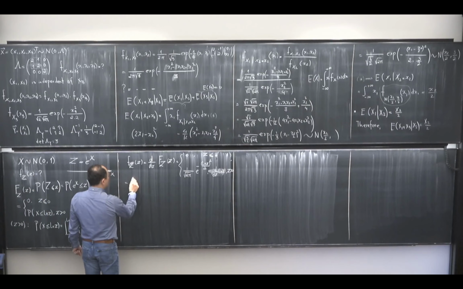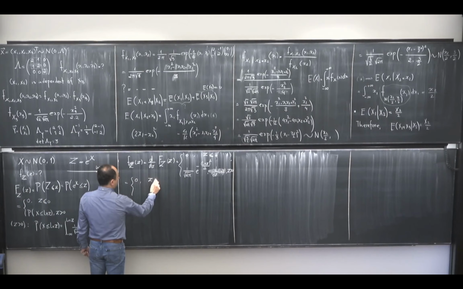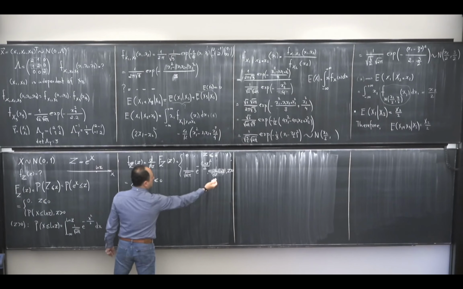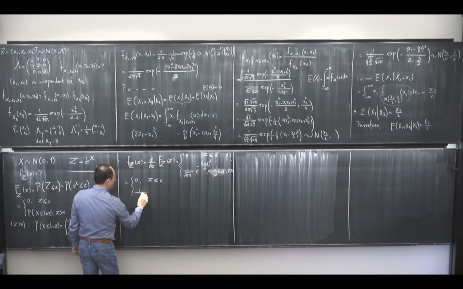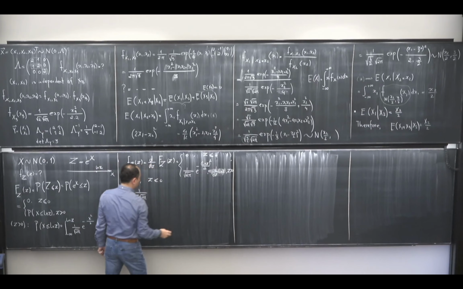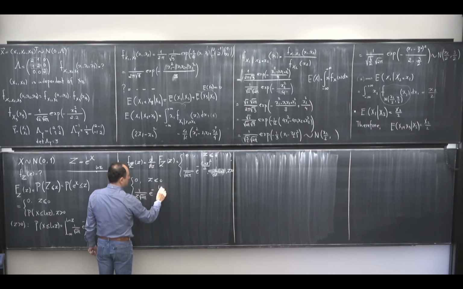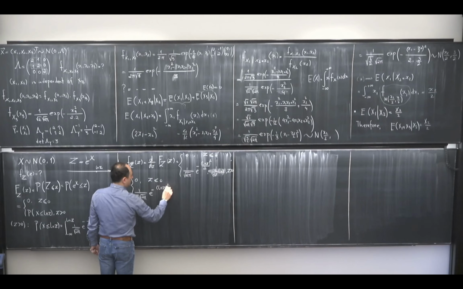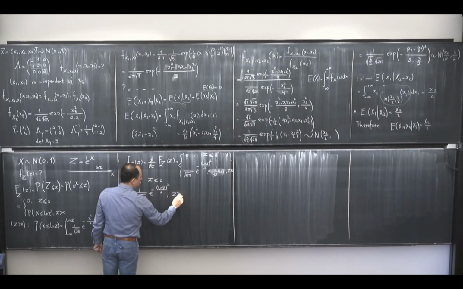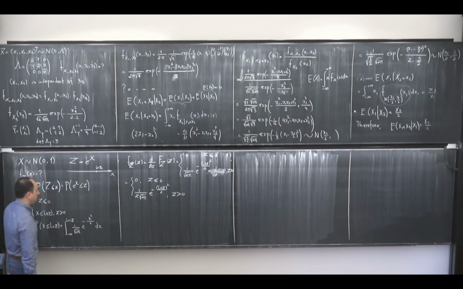This becomes 0 if z is less than or equal to 0, and this derivative is simple. So let me write 1 over z square root of 2 pi, because the derivative of ln is 1 over z, e to power minus ln of z squared divided by 2 if z is positive. Yes, is that right? And that is called the logarithmic normal distribution.